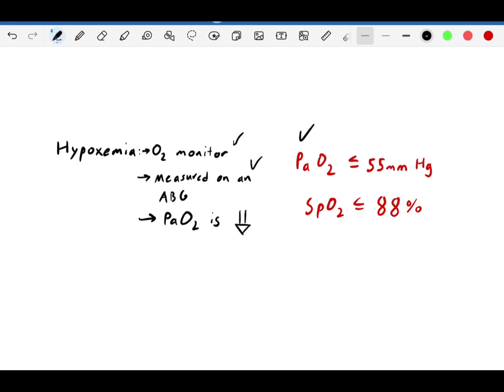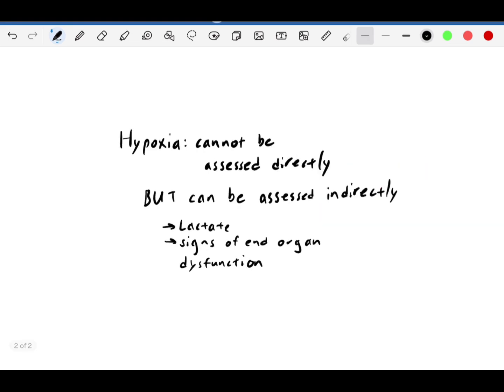Okay? And then on a pulse ox, right, so that little thing that goes on a patient's finger, and then on the monitor you can see their O2 sat, that is going to be less than or equal to 88%. All right, I hope that makes sense. So hypoxemia is your objective measure of oxygen in the blood with an arterial blood gas or on pulse oximetry. So that brings us on to hypoxia.